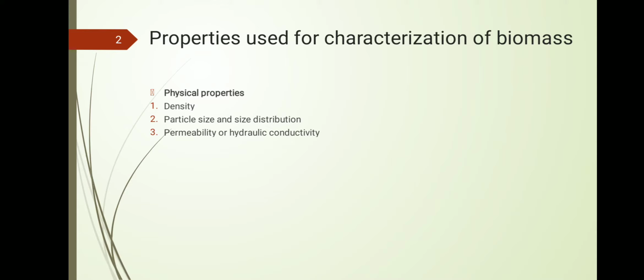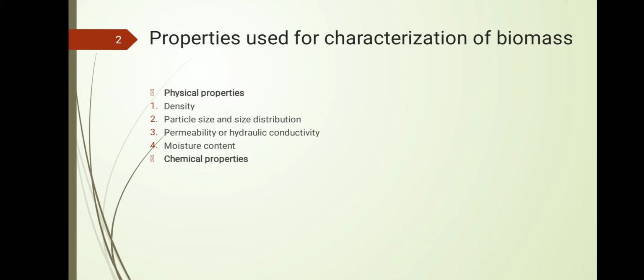So let's see what are the important properties used for characterization of biomass. First, we have a number of physical properties. The important one is density, then particle size and size distribution, and another important physical property is permeability, which is also known as hydraulic conductivity. Then moisture content is there. So these are the important physical properties used for characterization of a biomass.